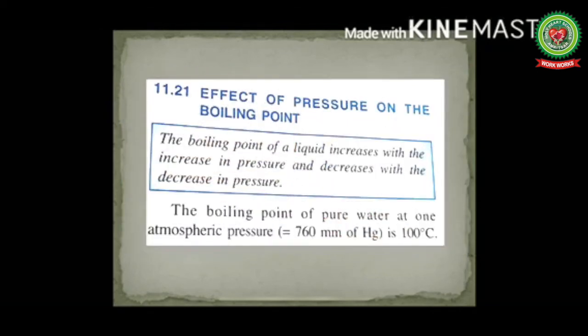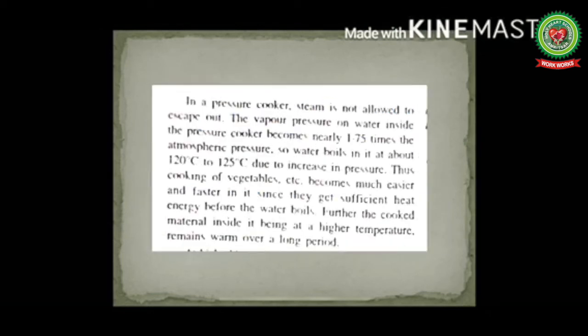Now, let us read the topic for better understanding. Effect of pressure on the boiling point. The boiling point of a liquid increases with increase in pressure and decreases with decrease in pressure. The boiling point of pure water at 1 atmospheric pressure, that is 760 mm of mercury, is 100 degree Celsius.